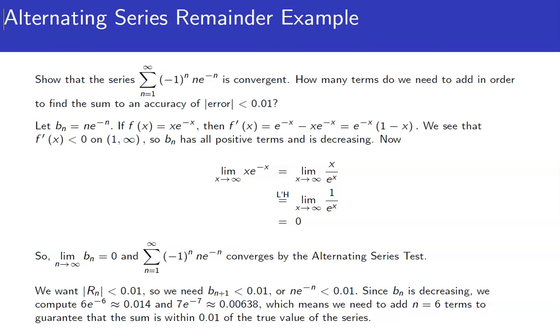In this example, we're going to use the remainder of the alternating series to estimate a sum to within a certain error tolerance. So the first thing we're asked is to show that this alternating series, -1 to the n times e to the negative n, is convergent, and then asks how many terms we need to add in order to get the sum to be within 0.01 of its actual value.